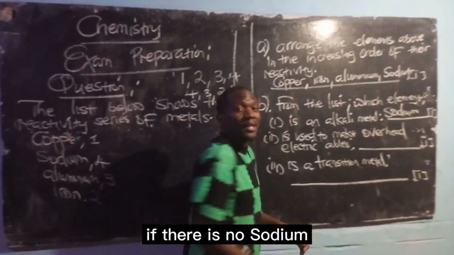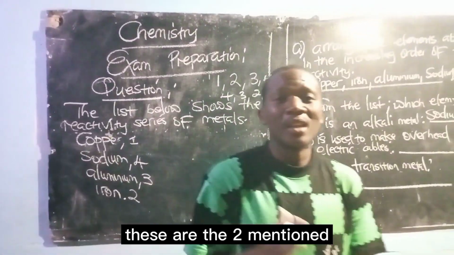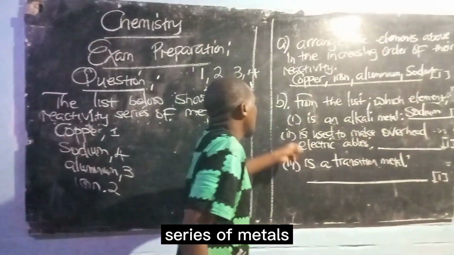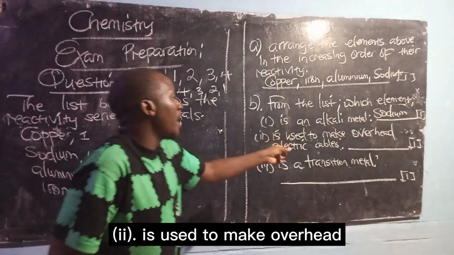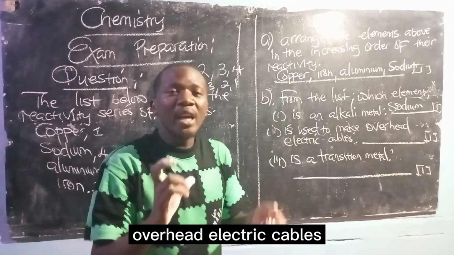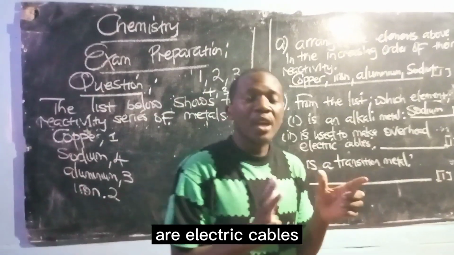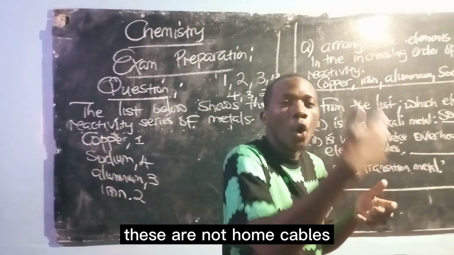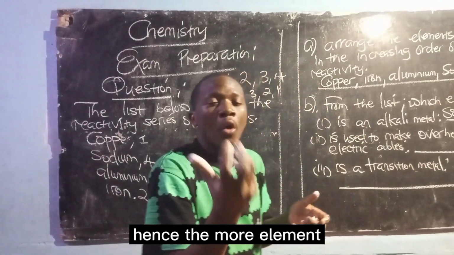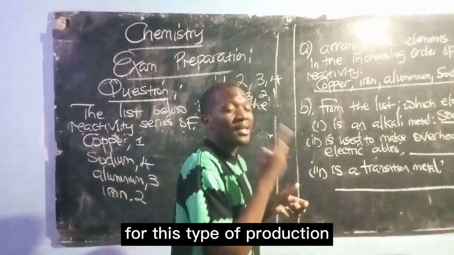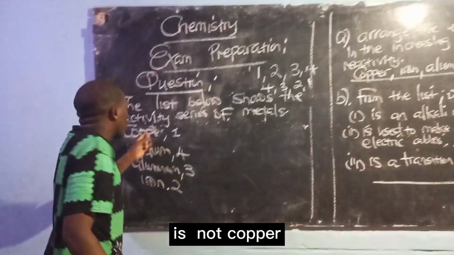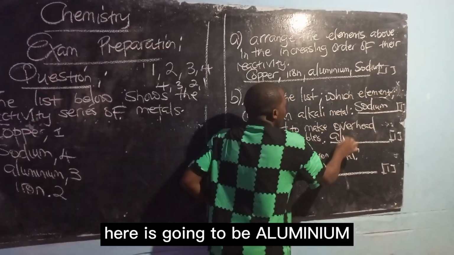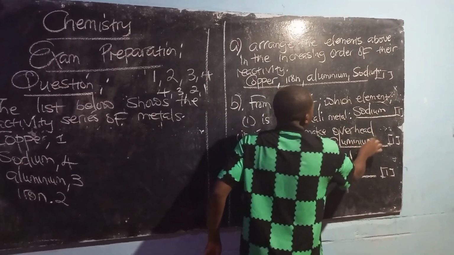If there is no sodium, there should be potassium. These are the two mentioned alkali elements on the reactivity series of metals. 2 is used to make overhead electric cables. Overhead electric cables are electric cables that connect one electrical pole to another. These are not home cables. Hence, the element that is suitable for this type of production is not copper. Instead, it is aluminium. So our answer here is aluminium.